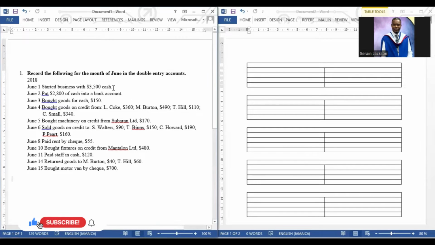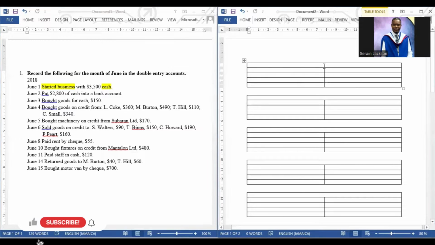So the first transaction says that on June 1, we started business with cash. Right off the bat, you have to ask yourself, what two accounts are affected by this transaction? Watch this. It said started business. Once we know that we are investing money in the business, we know that that is capital. So started business is important for you to identify that. And it says with what? With cash. So these are the two things that stand out from this transaction. If we are starting business, we know that that is capital.